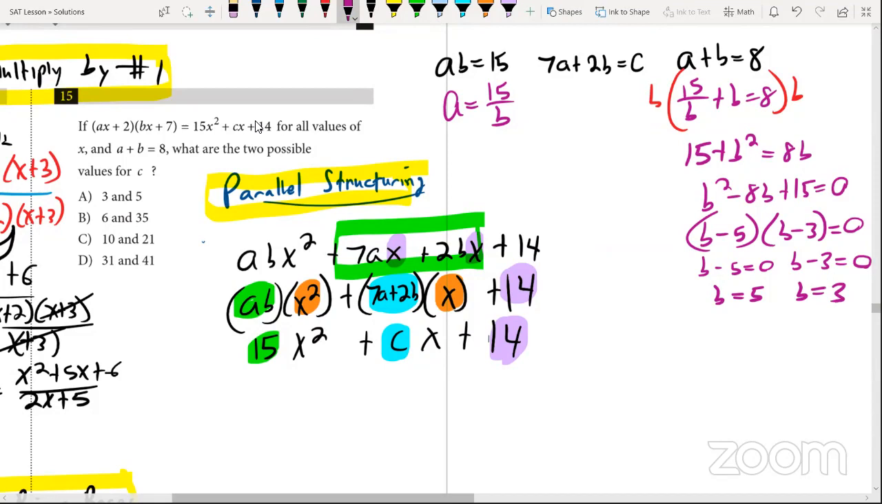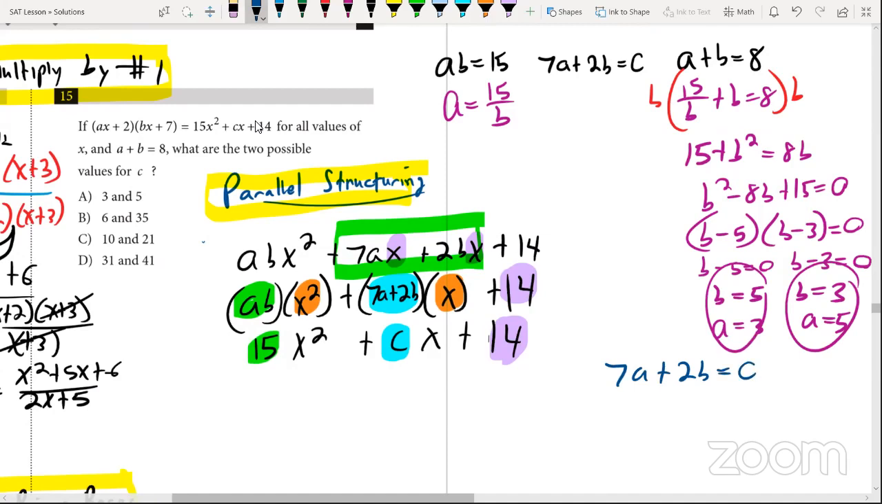If B is 5 and A plus B is 8, then that would mean that A is 3. And if B is 3 and A plus B is 8, that means that A is 5. So we have two pairs of numbers. A is 5 and B is 3, or A is 3 and B is 5. So with those pairs of numbers, we're looking for two values of C, and 7A plus 2B equals C.